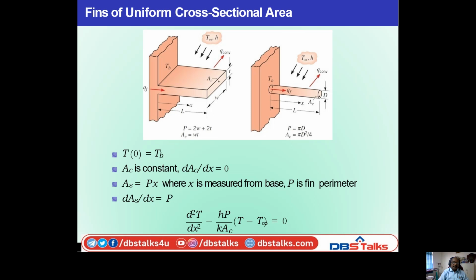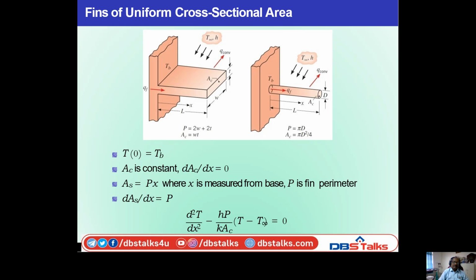And this is the fin base. At the base, that means at x equal to 0, the temperature will be either T0 or Tb. T suffix b means it's the base temperature. So when x equal to 0, the temperature is T suffix b.